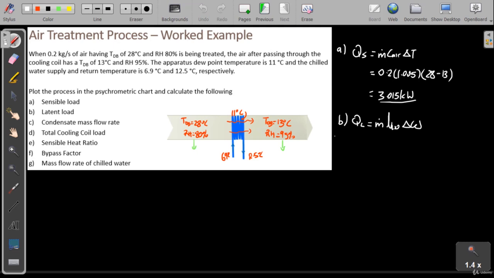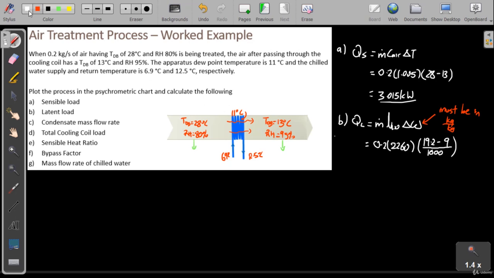So let's continue with the calculation over here. Mass flow rate is 0.2. Latent heat of vaporization is 2260, which is a constant number. And delta omega we have just found out is 19.2 minus 9 grams per kilogram. But remember, we have to convert these to kg per kg, so you have to divide by 1000. So let me make a remark over here. This change in humidity ratio must be in kilograms per kilogram.